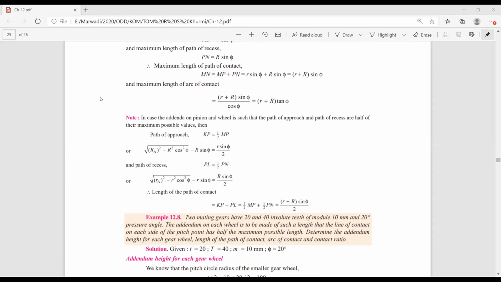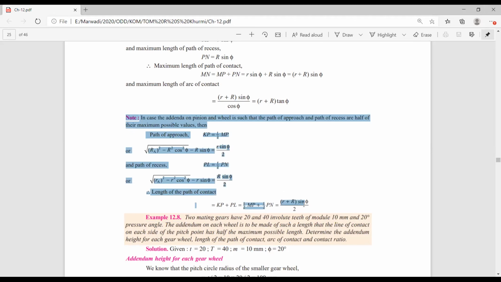You also need to note down this data, because we are going to solve this numerical now. So this is the useful thing. We can consider this as a tip for this numerical. It's very easy to understand. You can read it over here, this note.